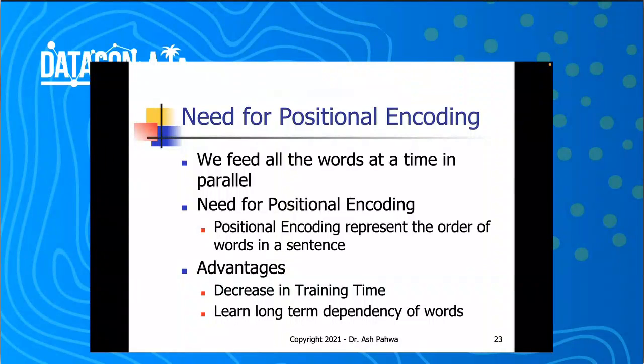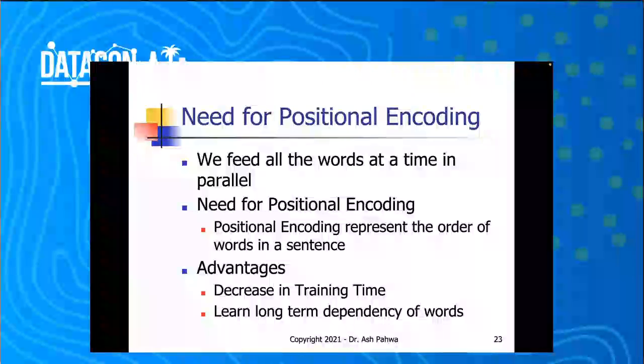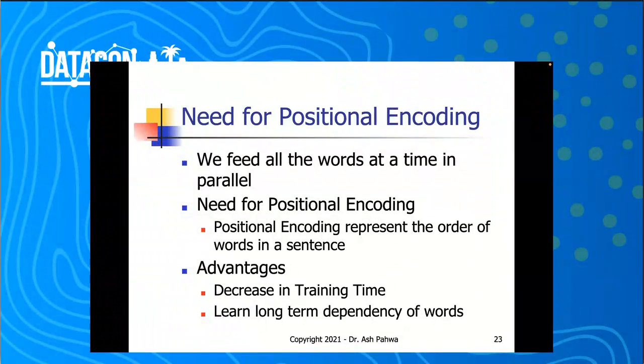So there is a need for positional encoding. We feed all the words at a time in parallel, so we need positional encoding. It has two advantages. First of all, it decreases the training time, and long-term dependency of the words can also be handled properly.